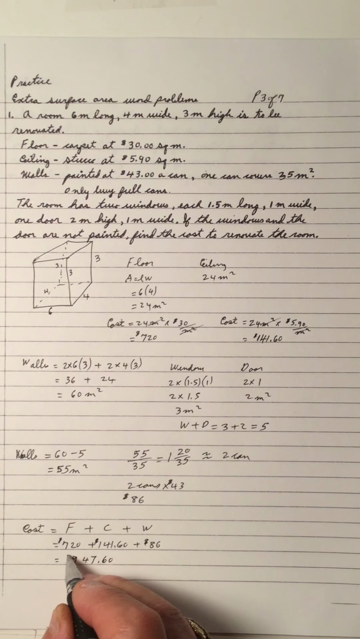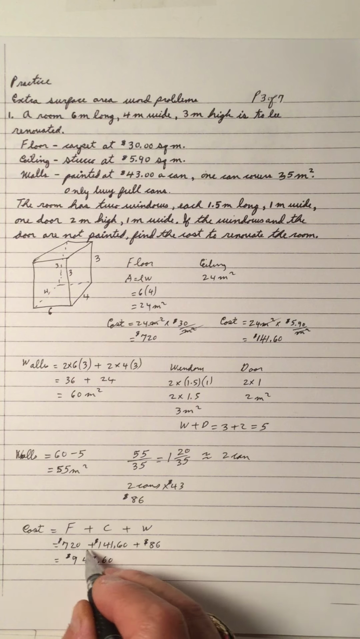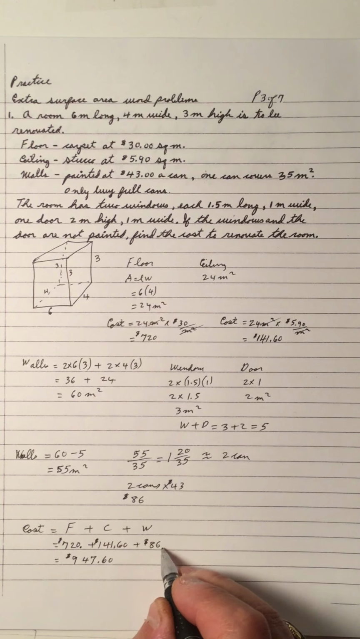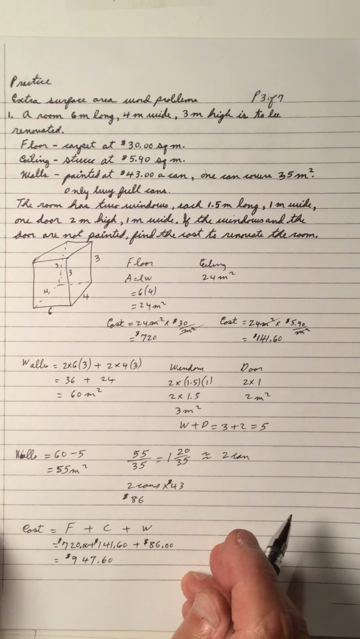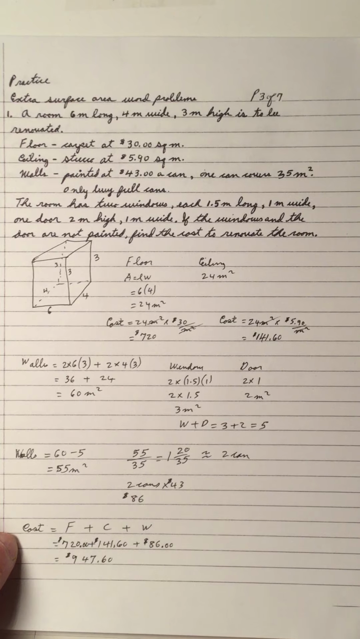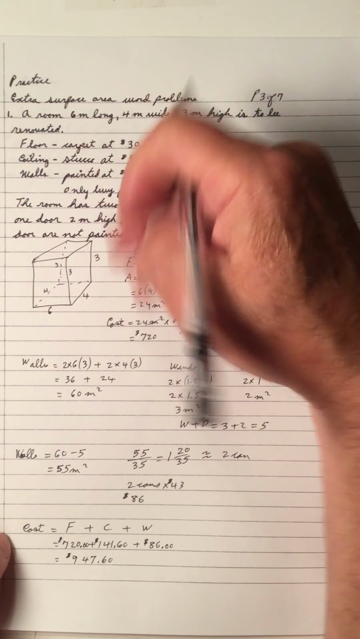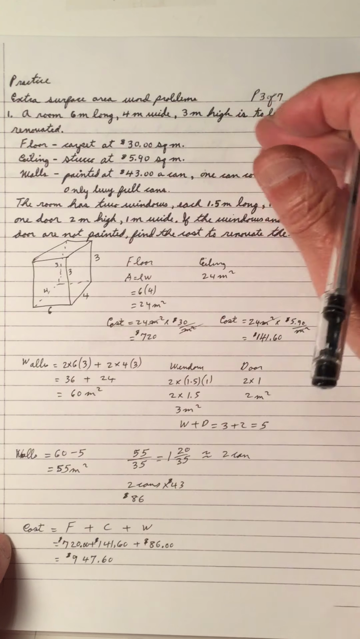$947. You can put it on a calculator, or when you add, don't forget to put the decimals in like this and this. You put the dollar signs in if you want. Add it on a calculator, $947.60.